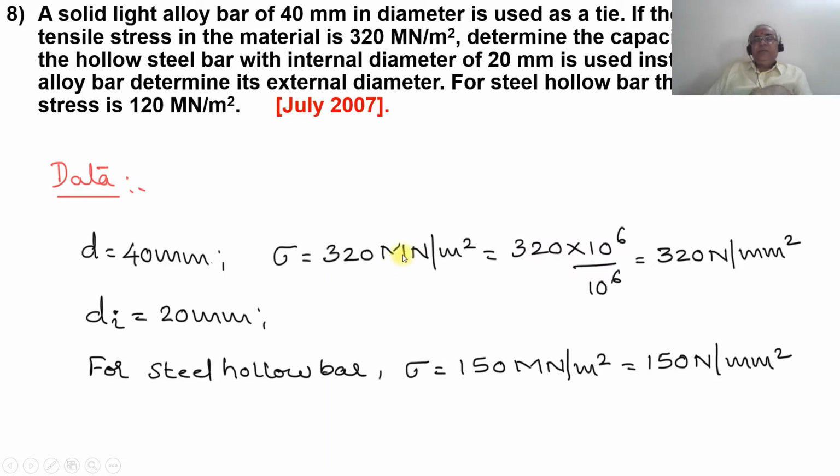So mega is converted into Newton. So 320 into 10 to the power of 6, on simplification, 10 to the power of 6 and 10 to the power of 6 get cancelled. Therefore, sigma will be equal to 320 Newton per mm square.